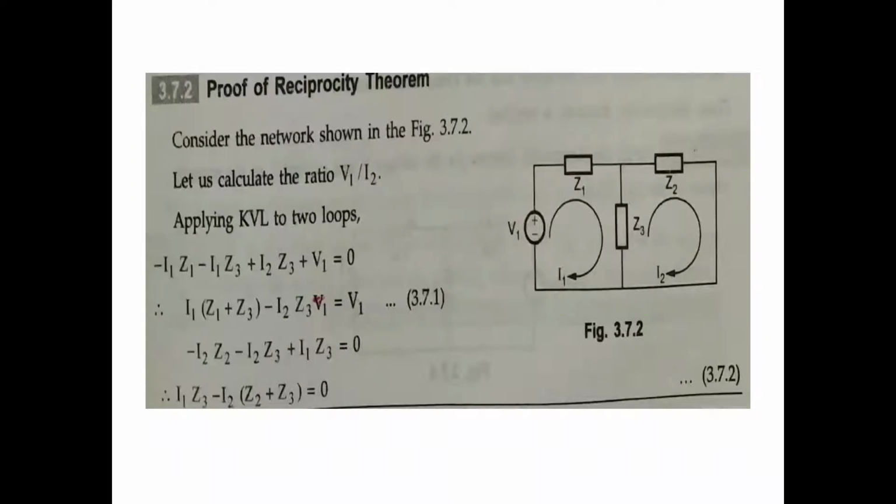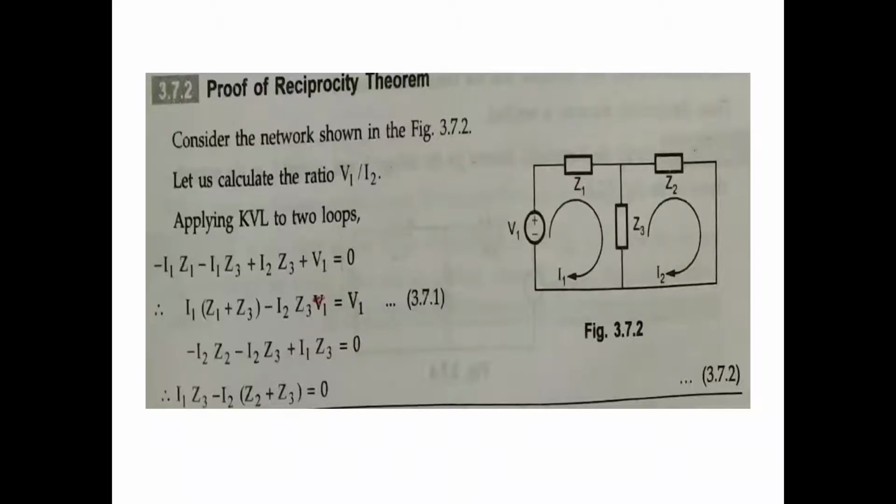Okay, proof. Sometimes it is asked in the exam, in the main examination: state and prove the reciprocity theorem. Just write down the statement and the proof also. Consider the network. Here the voltage source V1 is on one side, and next the currents are I1, I2, with internal impedances Z1, Z2, Z3 in between.